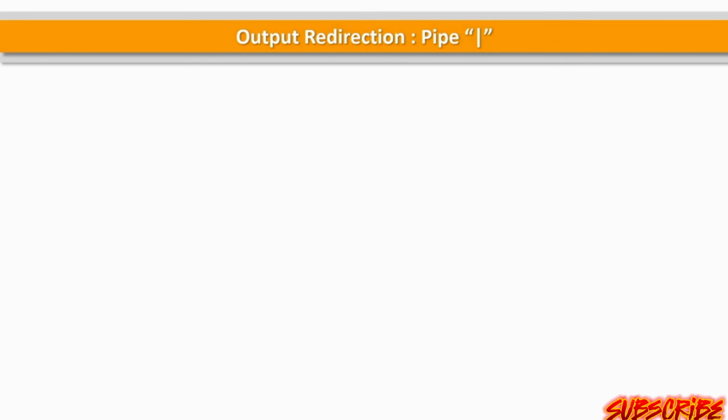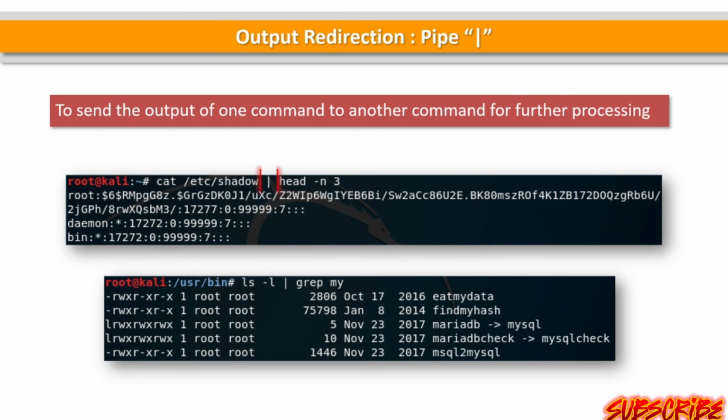So a pipe is a form of redirection, and it sends the output of one command to another command for further processing.